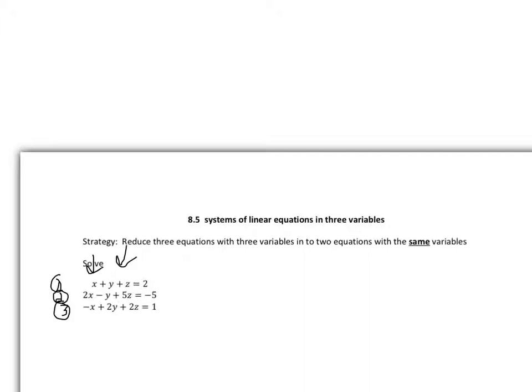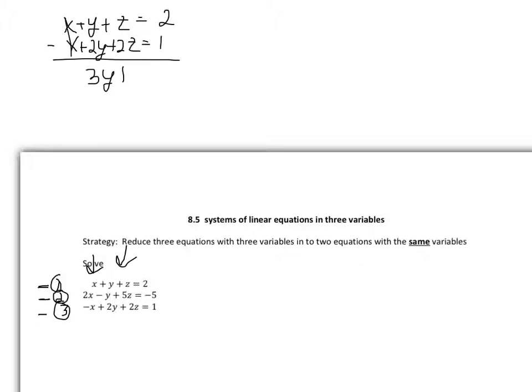Now, the first thing we're going to do is choose 2 of these, and I've numbered them over here. We have number 1, number 2, and number 3. We're going to choose 2 of these and eliminate one of the variables. I'm just going to choose x, so I'm going to choose the first and the third. So just rewriting those, we have x plus y plus z equals 2, and negative x plus 2y plus 2z equals 1. Now, if I add these together, the x's are eliminated. We get 3y plus 3z equals 3.